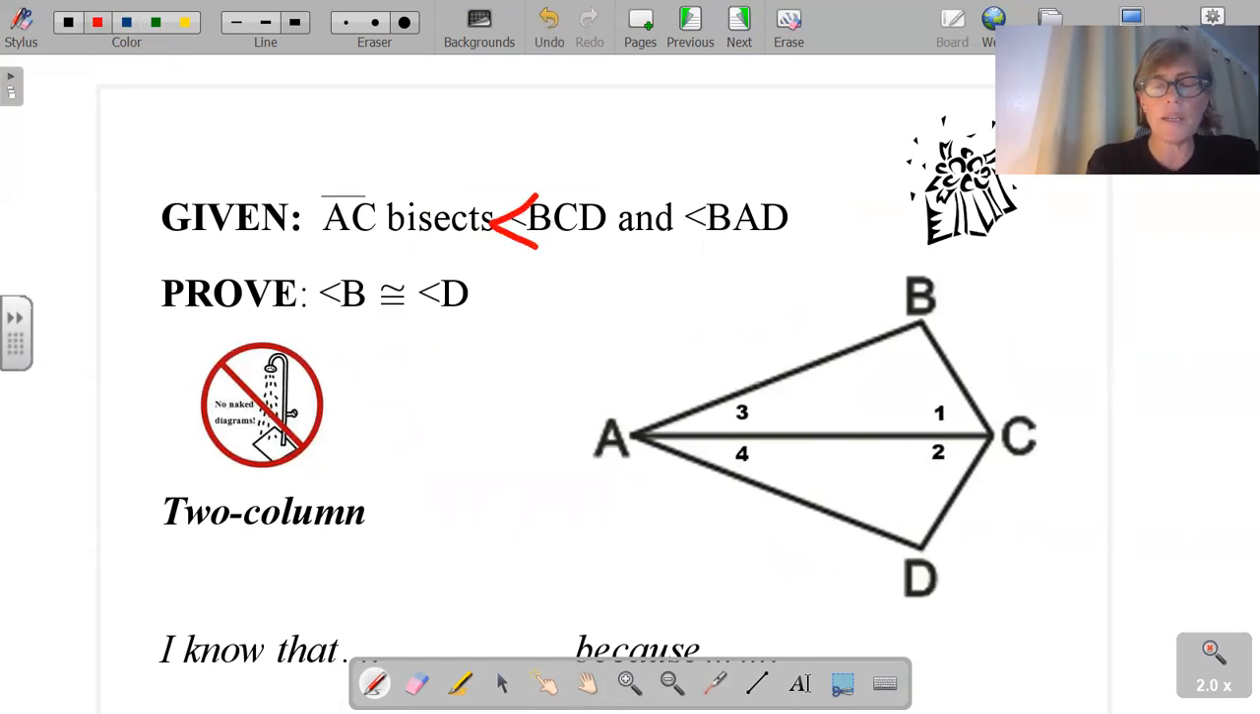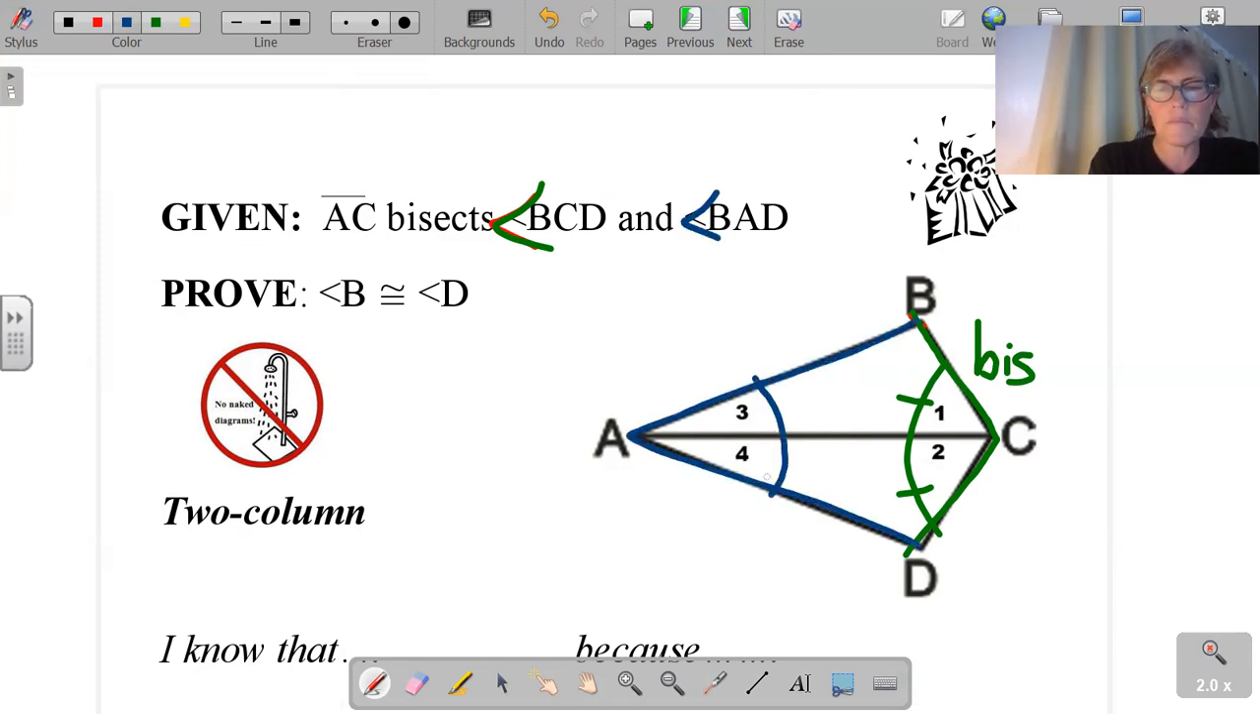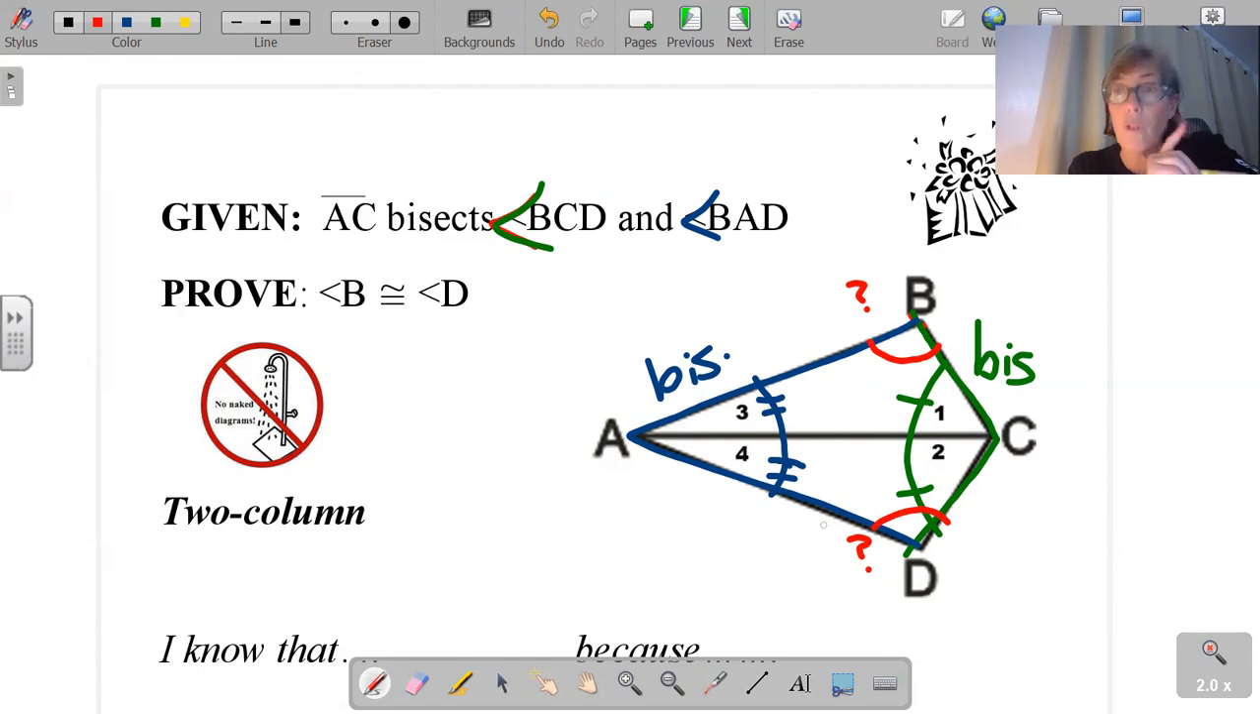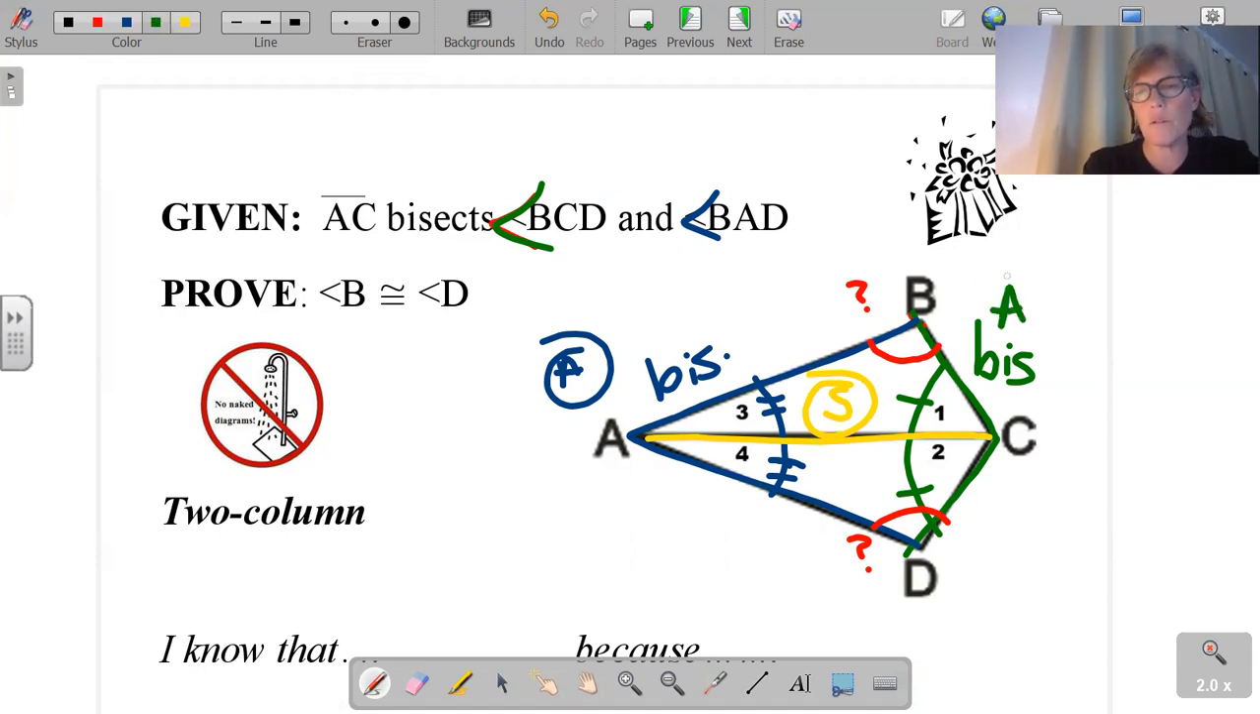AC bisects BCD and BAD. And again, we're trying to connect angle B congruent to angle D. We're following the same process. You can already see that we are dealing with a pair of angles, a reflexive side, and another pair of angles. That gets us the whole triangle equal. Then we're going to go parts equal.